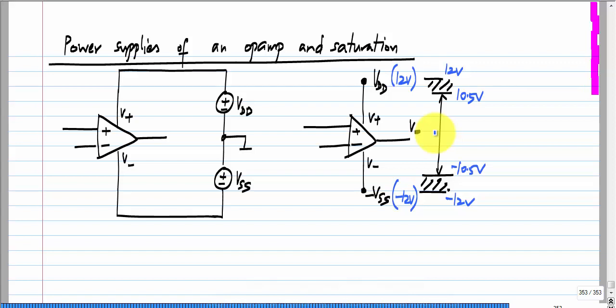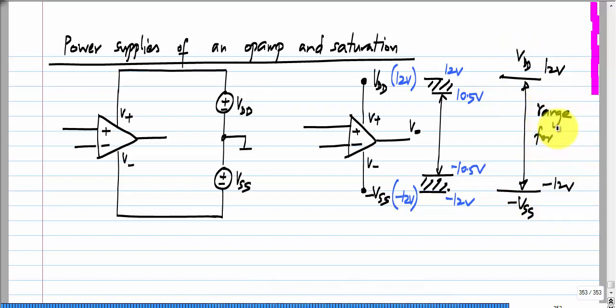Now, in absence of any information about the details of the op amp, frequently for solving problems, we think of the range of V naught as being this entire range between 12 volts and minus 12 volts, that is between VDD and minus VSS. So, this is the allowable range for V naught.